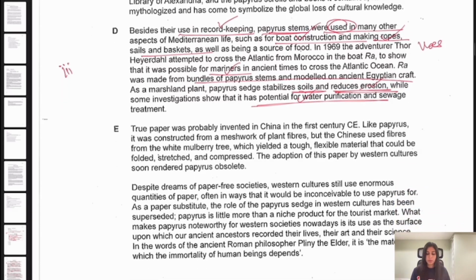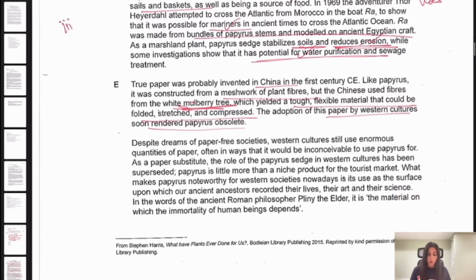Moving on, true paper was probably invented in China. Like this, it was constructed from plant fibers, but Chinese used fibers from the white mulberry tree. So they did not use papyrus but this tree, which yielded a tough flexible material that could be folded, stretched and compressed. The adoption of this paper by Western culture soon rendered it obsolete. Now here, if you don't know the meaning of this word, you might get stuck, but that's why this paragraph is also important.